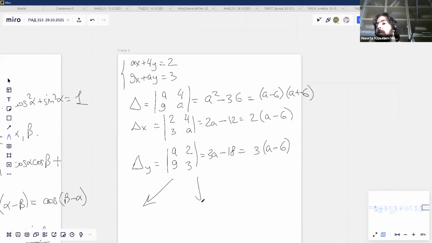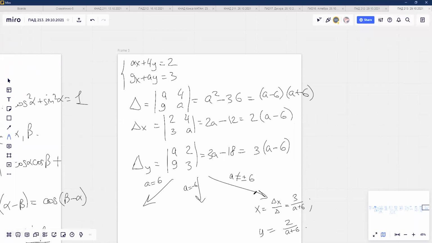So now there are 3 possible cases. A can equal 6, a can equal minus 6, or it could not equal either of them. In the last case, we immediately obtain that x equals delta x divided by delta, that is 3 divided by a plus 6. A minus 6 cancels. And y equals 2 divided by a plus 6. Okay, is this case understandable? Yes.